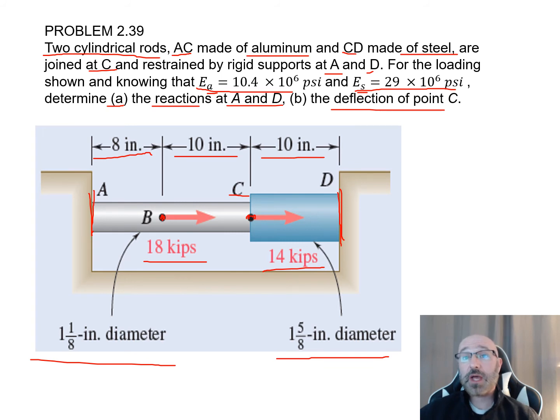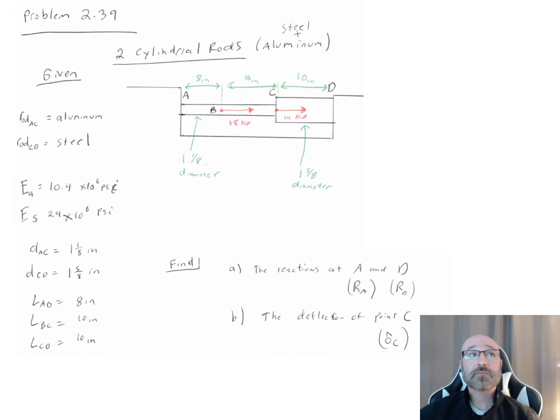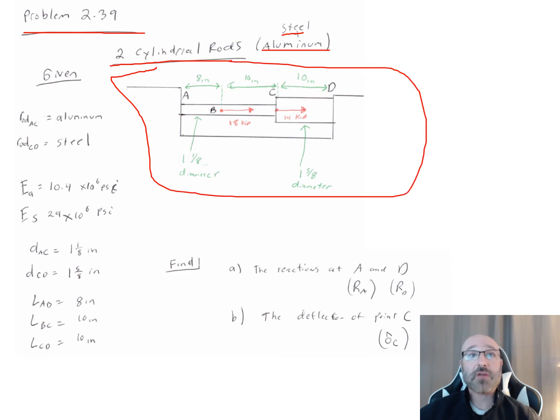From here, we want to go ahead and create our setup page. So here we have our setup page now. I've labeled my problem 2.39 right here. This is two cylindrical rods, one being steel, one being aluminum. I redraw my simplified version of my diagram with all my pertinent information. And over here on the left, I write out all my givens. And you can see I have quite a few givens right here.